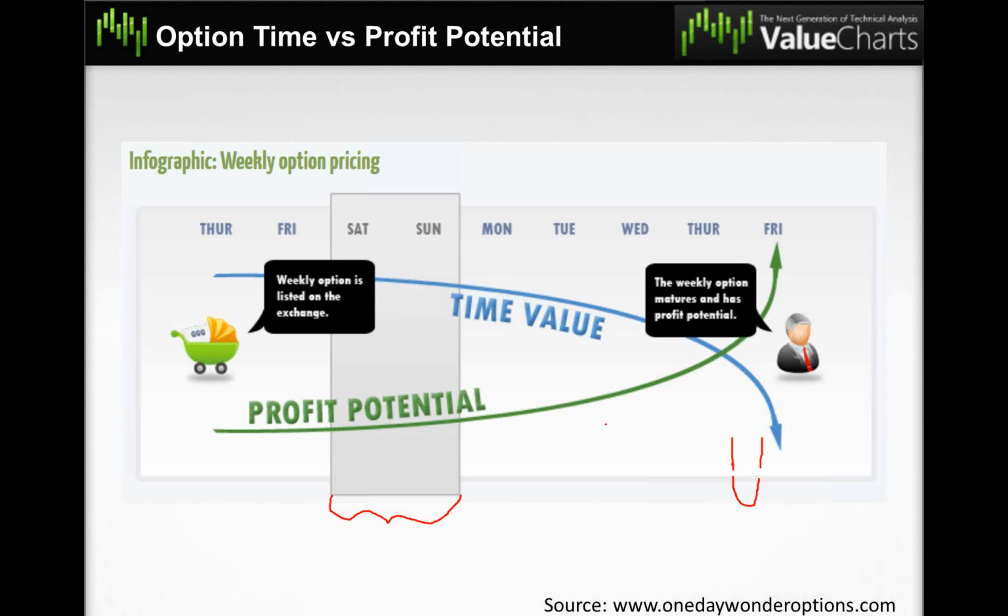Okay, can we use these, or excuse me, can we use these chart setup techniques for both day trading and swing trading? Absolutely, absolutely. Let me show you what I'm talking about here.